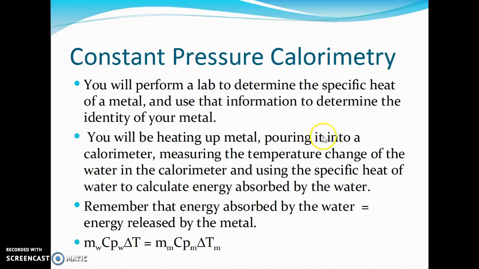Your next lab would be a lab to determine the specific heat of a metal. You'll heat the metal up, generally to about 100 degrees. You'll put it into a calorimeter, measure the temperature change of the water in the calorimeter. You'll have the mass of the water in the calorimeter. You'll have the mass of the metal. You'll have the temperature change of both the metal and the water, and you can use this formula here to calculate the specific heat capacity, CPM, of the metal.